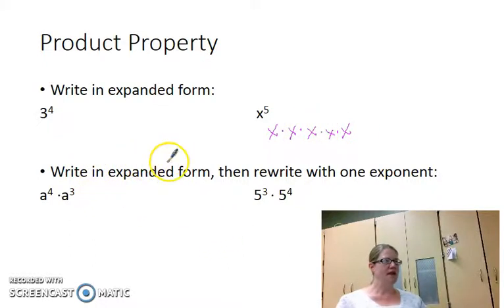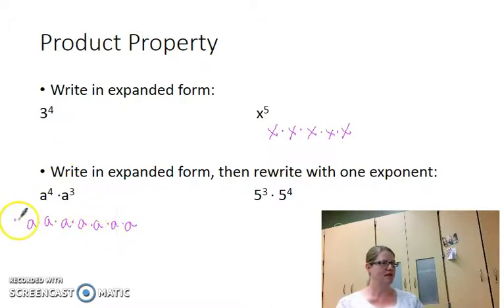On these ones, we're going to write these in expanded form, and then we're going to rewrite them using one exponent. So one exponent is going to be this form here. But before we do that, we're going to expand each one of these. So a to the 4th, that's just a multiplied by itself 4 times. Okay, and then we still have this times a to the 3rd, so basically we're just going to add on 3 more a's. So a to the 4th times a to the 3rd would just be a multiplied by itself 7 times. We count those 1, 2, 3, 4, 5, 6, 7. So to write it with a single exponent, that would just be a to the 7th power.